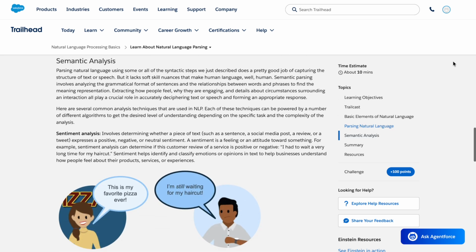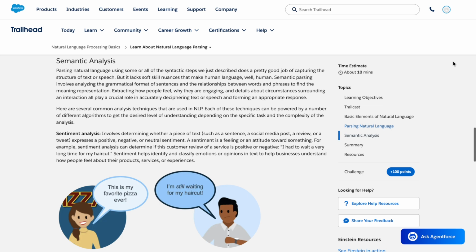Semantic analysis. Parsing natural language using some or all of the syntactic steps we just described does a pretty good job of capturing the structure of text or speech, but it lacks soft skill nuances that make human language, well, human. Semantic parsing involves analyzing the grammatical format of sentences and the relationships between words and phrases to find the meaning representation. Extracting how people feel, why they are engaging, and details about circumstances surrounding an interaction all play a crucial role in accurately deciphering text or speech and forming an appropriate response.